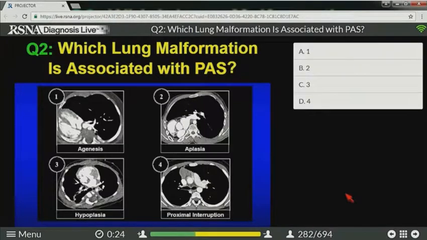I think that we all hear about these terms, agenesis, aplasia, hypoplasia, and proximal interruption, but sometimes they are very confusing. So hopefully we can look at how they look on imaging. So you have 5 seconds left. 4, 3, 2, 1, and we're going to look at what you have selected.